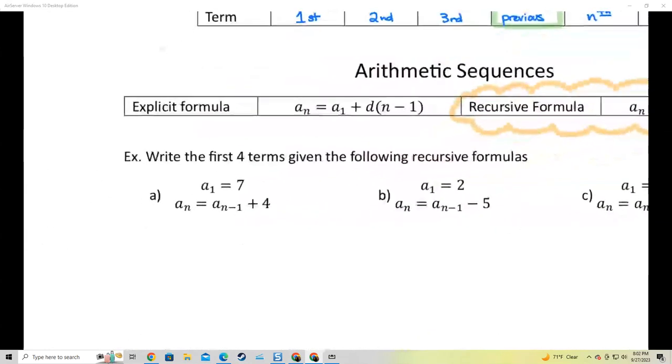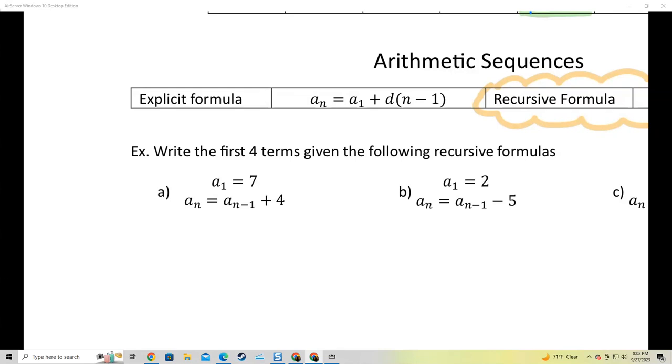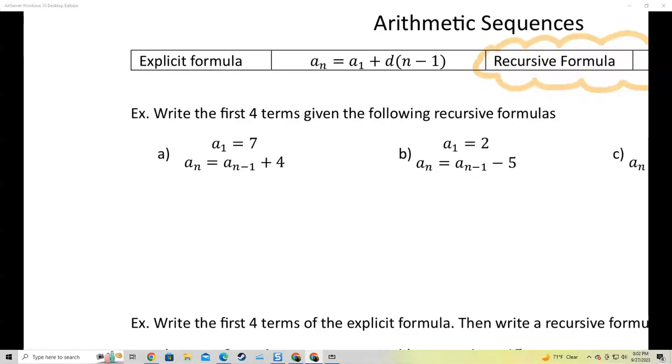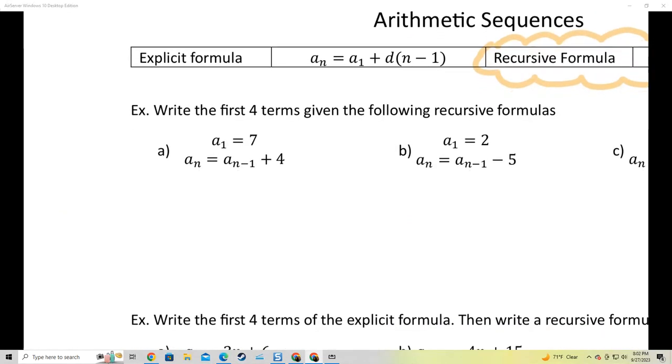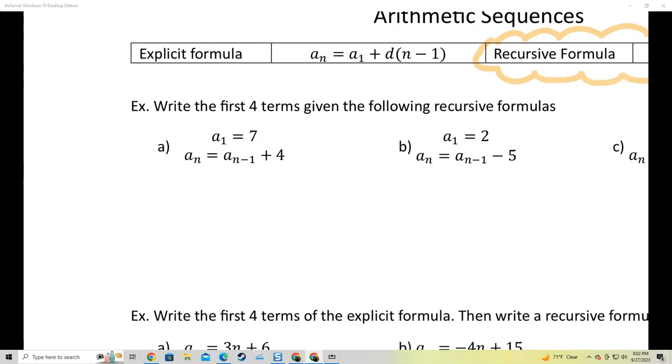All right. It says, write the first four terms given the following recursive formulas. Guys, this is going to be a lot of work, so leave a lot of space, all right? But I'm going to try to walk you through as much as you can. Remember, we want the first four terms. That means I want a sub 1, a sub 2, a sub 3, a sub 4. So let's talk about a sub 1. A sub 1, my first term.